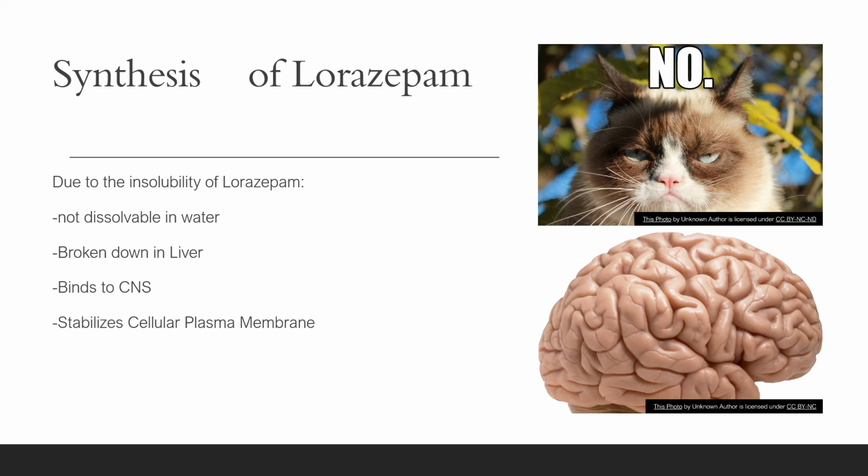When taken orally, the drug is broken down in the liver by an enzyme and binds with benzodiazepine receptors in the central nervous system. This in turn helps stabilize the cellular plasma membranes in the CNS, which relieves anxiety disorders and helps with seizure disorders.